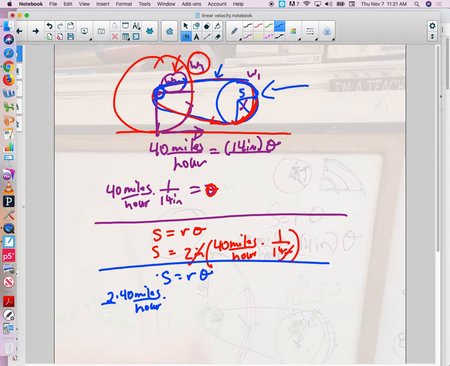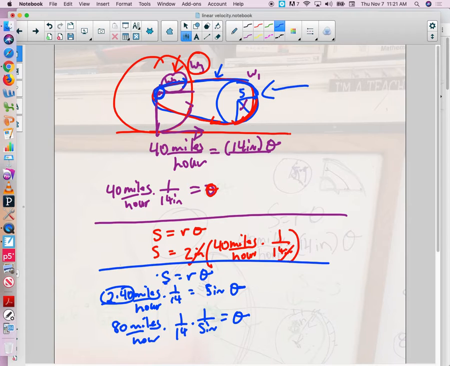Right now we're trying to find theta. It's kind of aggravating to keep all those right now, but I'm just going to say 1 over 14 equals 5 inches times theta. I'm just going to call this 80. So I have 80 miles per hour times 1 over 14 times 1 over 5 inches equals theta.